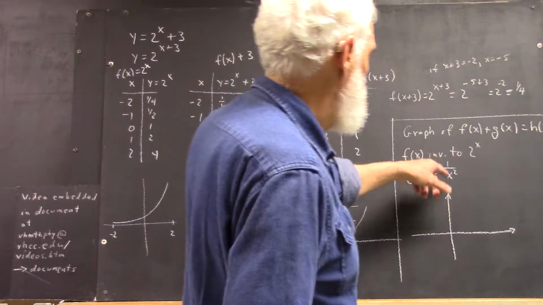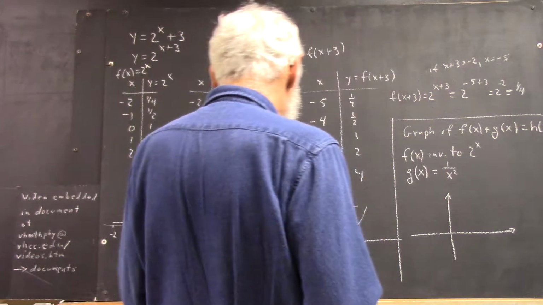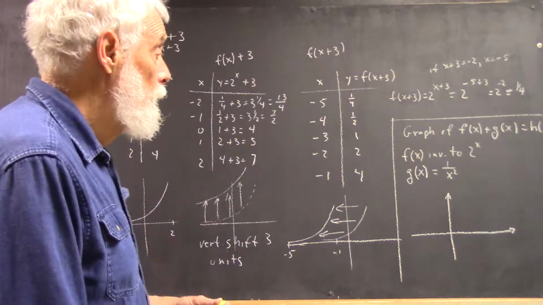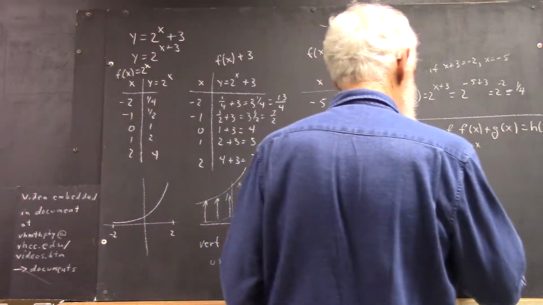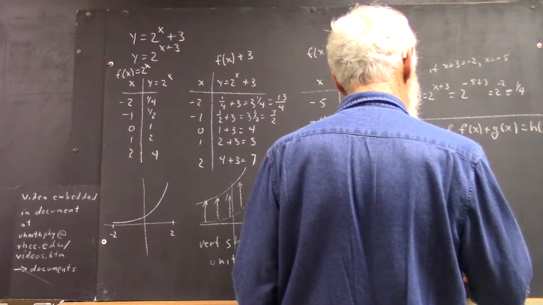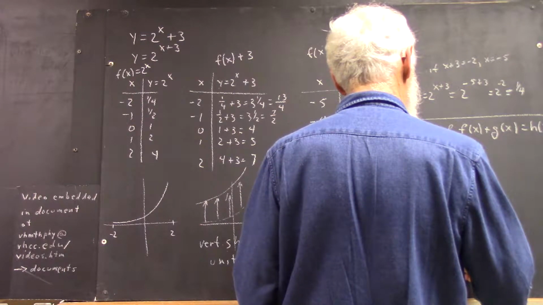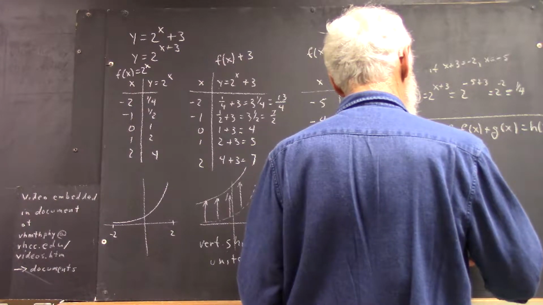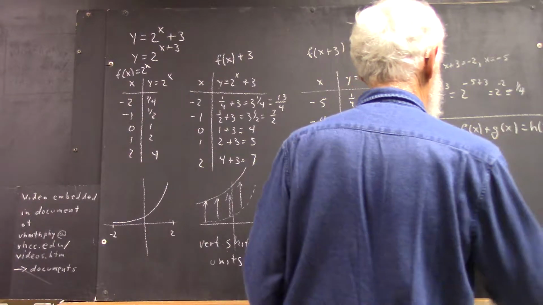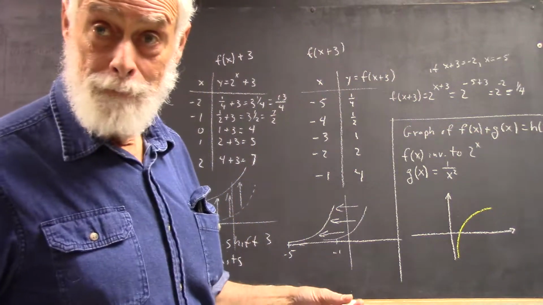Okay, now the 2 to the x function, well, we know what the graph of that looks like. We just graphed it over here. And the inverse is going to look something like this. Okay?